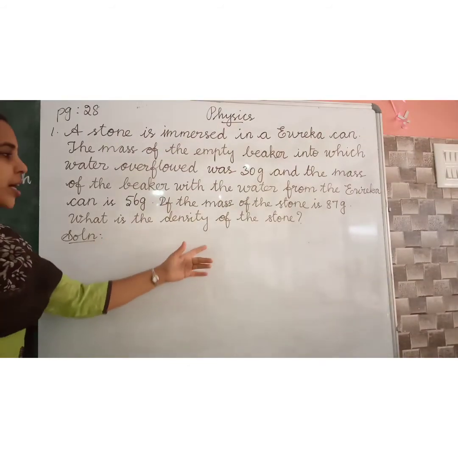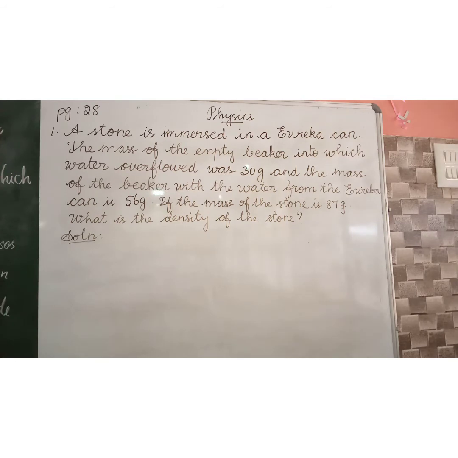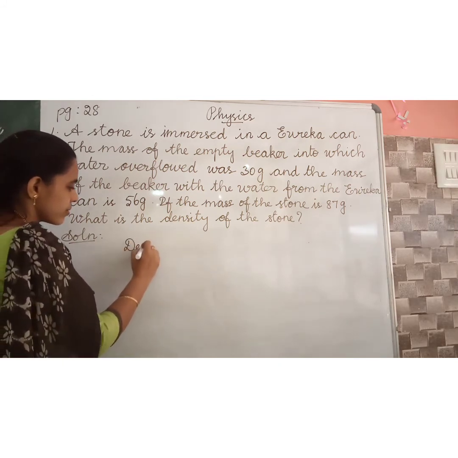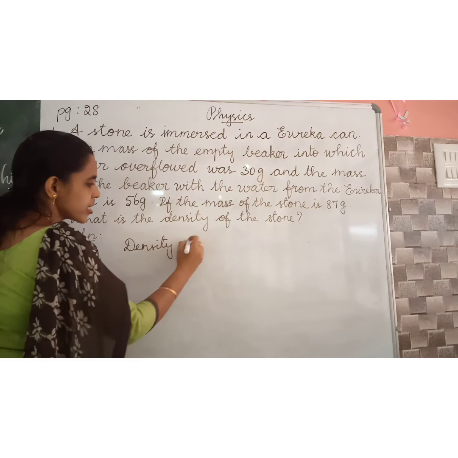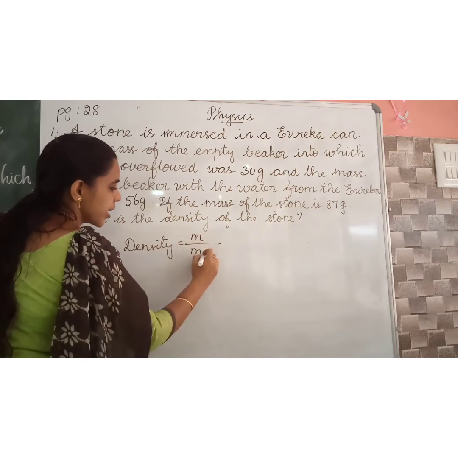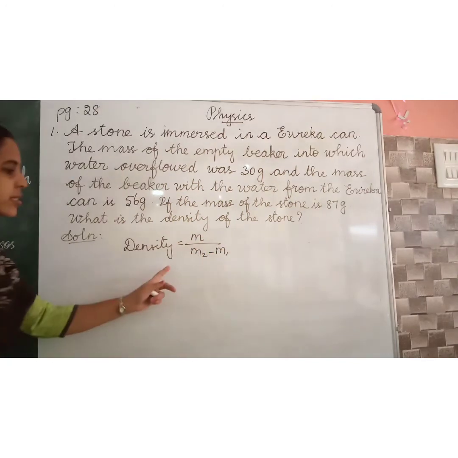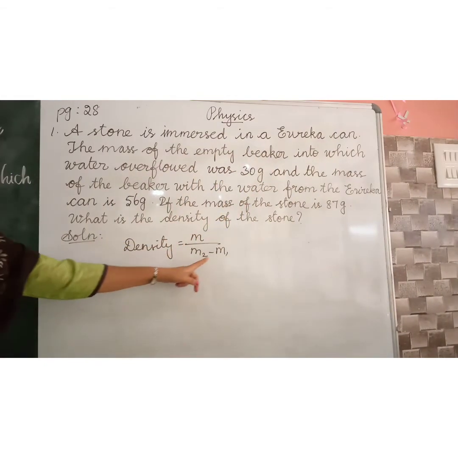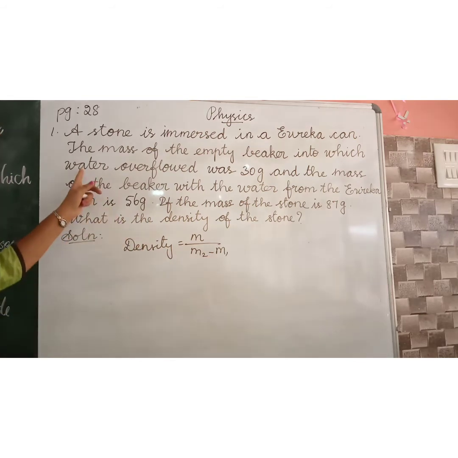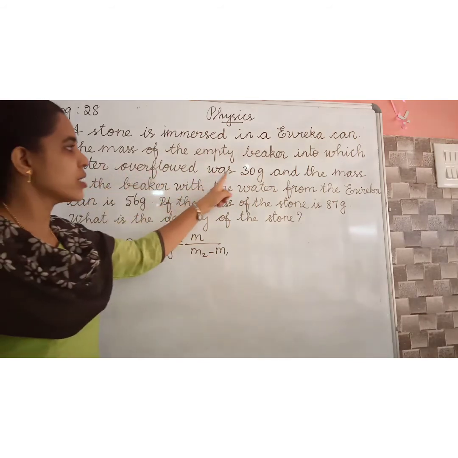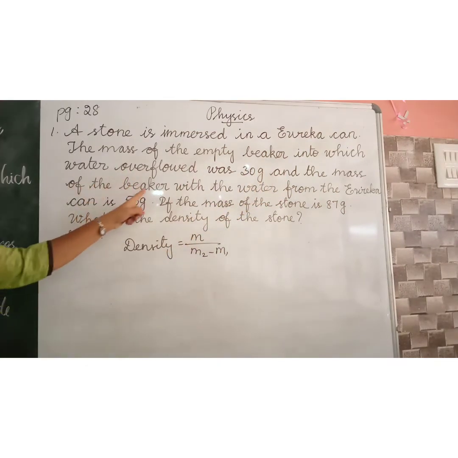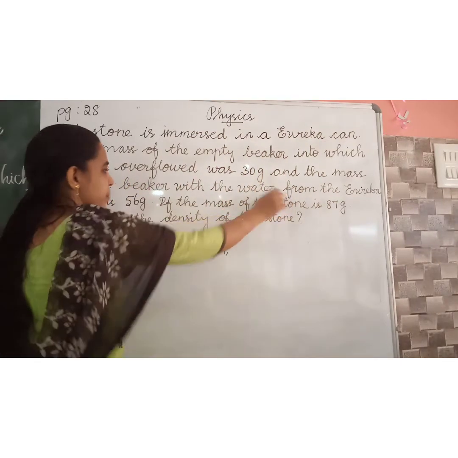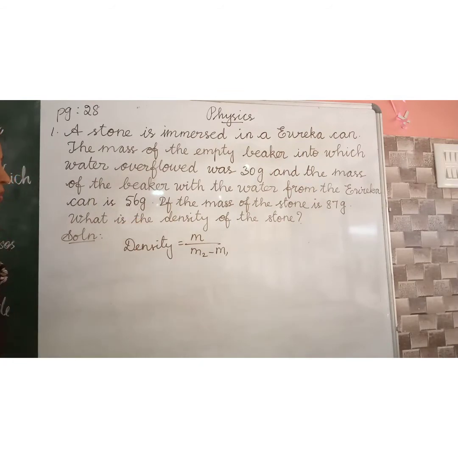Children, do you know the formula for density using the Eureka can? Density is equal to M by M2 minus M1. This is the formula for density using the Eureka can. So we have to know M1 and M2. Listen here. The mass of the empty beaker with overflowed water was 30 gram and the mass of the beaker with the water from the Eureka can is 56 gram.